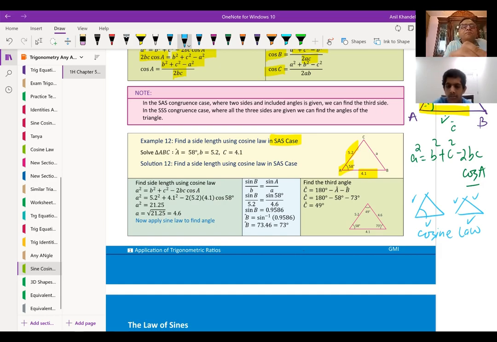Now we can apply the formula. We need to find a. So add the squares of these two, b squared plus c squared minus 2bc cos A. We know the angle in between. And calculate. Once you do that, you get 4.6 as the length a.